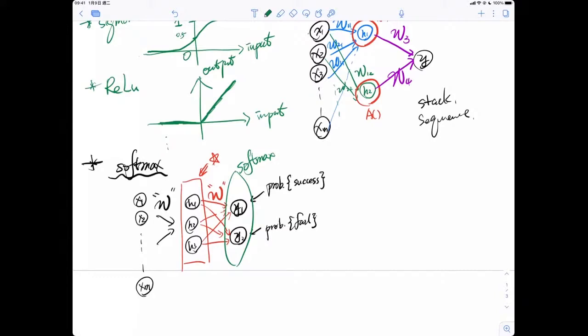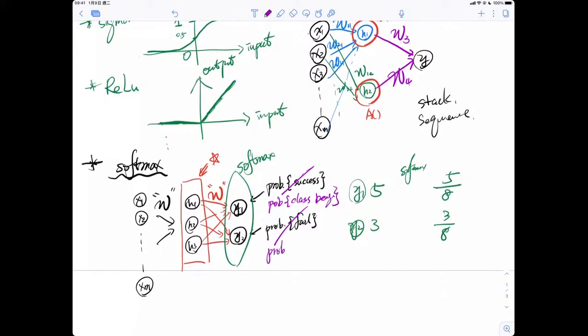For example, the original Y1 might be 5 and the other 3. It's quite simple because after softmax, that is 5 over 8 and 3 over 8. This layer is quite simple. Let's just squeeze all the values into fractions, and the sum of them is 1. This is quite useful because sometimes we have a lot of applications that try to do probability regression. And usually when we do classification, that is the probability of class benign, and that is the probability of class malicious.